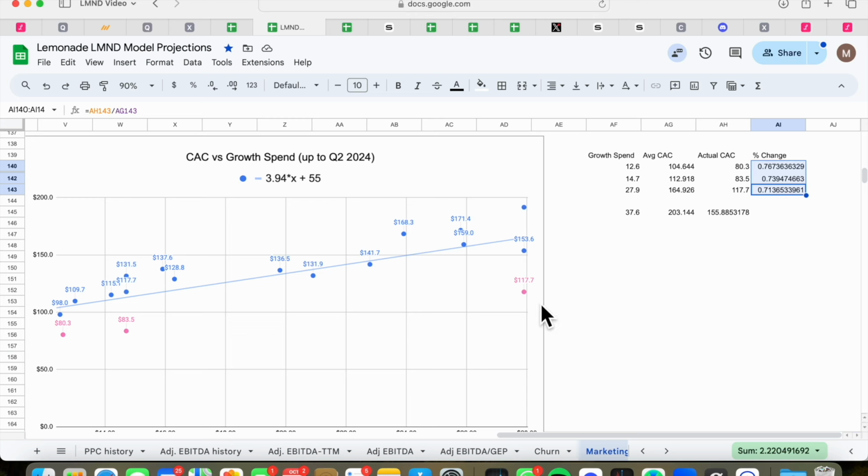So for Q3 of this year, I'm thinking $37 million they're going to spend. Your trend line would say your CAC is going to be $200, but for the average customer acquisition cost, I use the larger value, 76% here, and that gives you $155 of actual CAC.